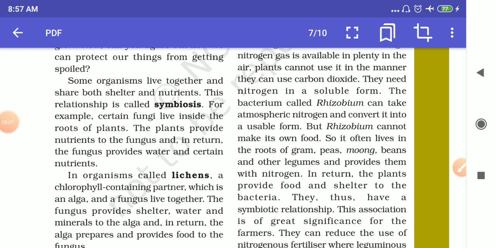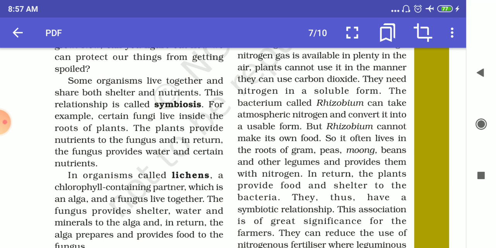And the last one is the symbiotic mode of nutrition. In this type of nutrition, plants live in association and mutually benefit each other. What does it mean? This means that in this type of nutrition, two plants live together and benefit each other. One such example is lichen. Lichens are a combination of alga and fungus. What do alga and fungus do?